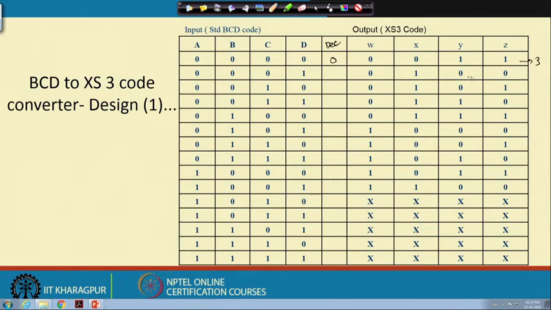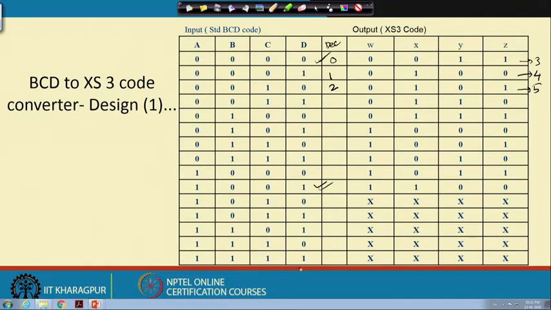Similarly, this is 0 1 0 0, that is 4. To get the actual decimal value I have to do 4 minus 3, that is 1. Similarly, 0 1 0 1 is 5, and 5 minus 3 is 2. So, XS3 code means it has got an excess of 3 over the value. If I am talking about BCD to XS3 conversion, BCD goes from 0 to 9. So, this is my 0 and we have 9 here, 1 0 0 1. Up to this much. 9 will be converted to 12, that is 9 plus 3 is 12. So, this is the XS3 representation of 9.